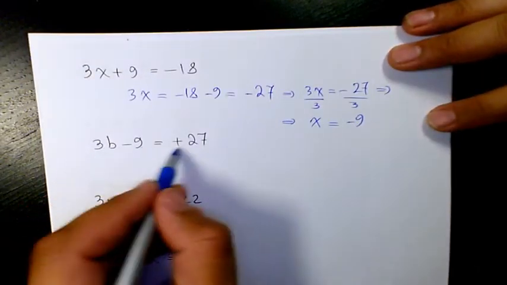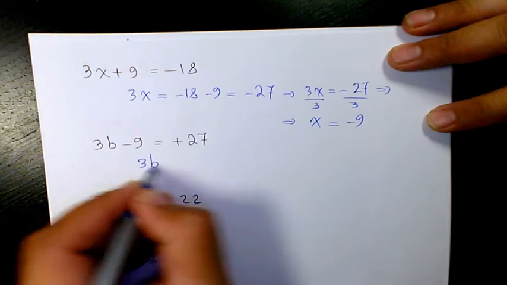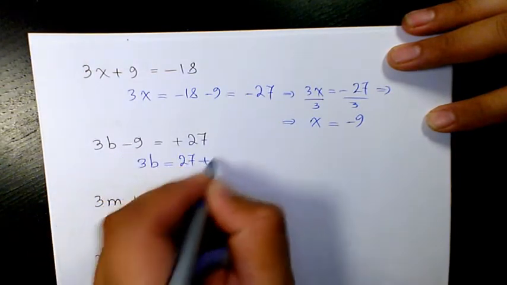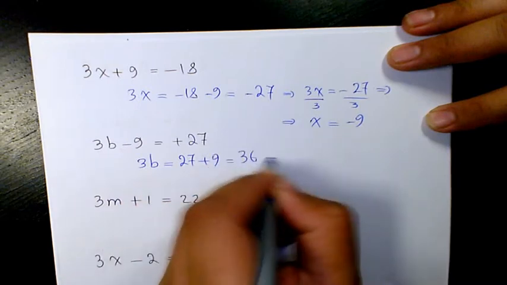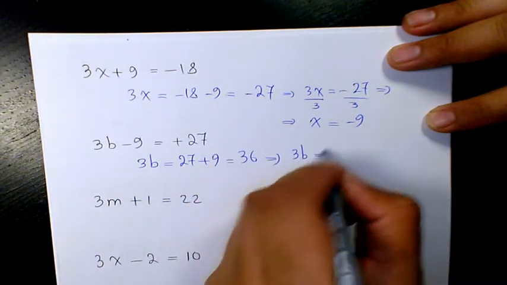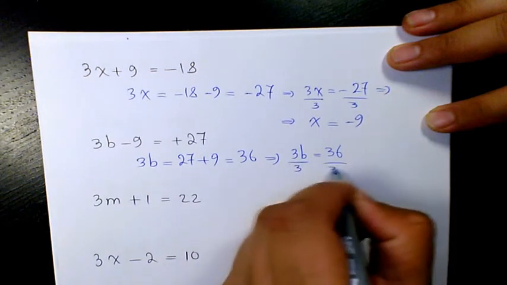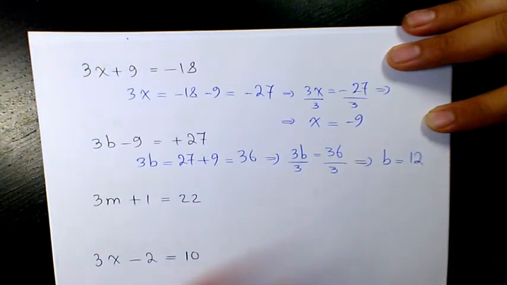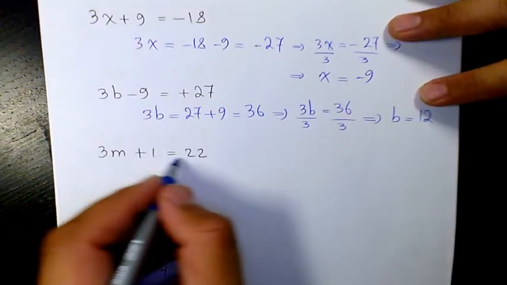3b minus 9 equals 27. So I keep 3b on the left hand side. I move negative 9 to the right hand side. So we have 27 plus 9, which is 36. So we have 3b equals 36. I need to divide both sides by 3 in order to isolate b. So we have b. 36 divided by 3 is going to be 12. Next one, 3m plus 1 equals 22.